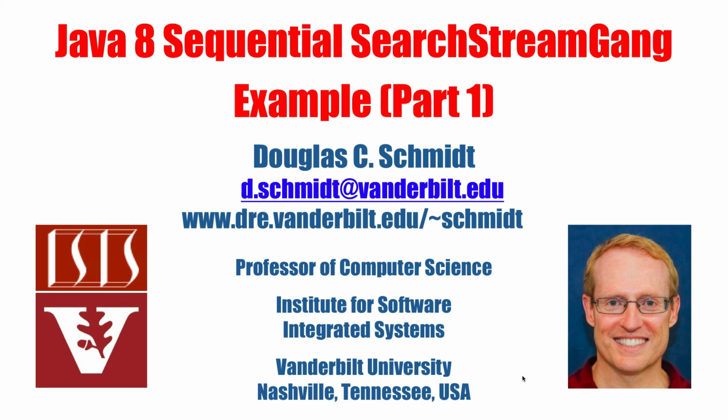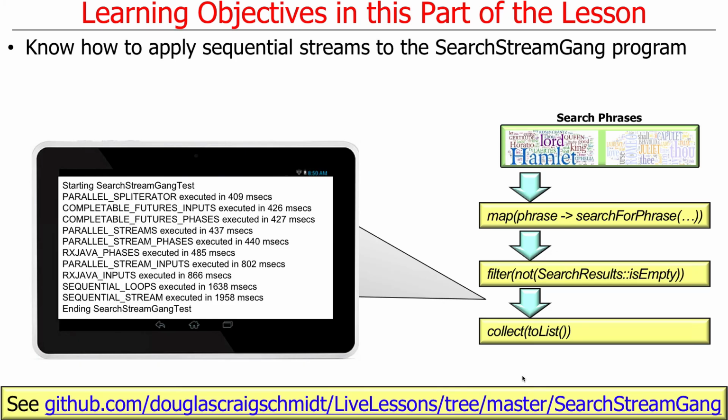Okay, so what we're going to do now is talk about a detailed example that shows how Java 8 streams work. We'll be focusing on sequential streams in the context of an example called SearchStreamGang. You can download the code for SearchStreamGang here.